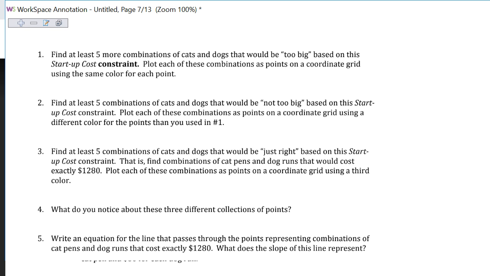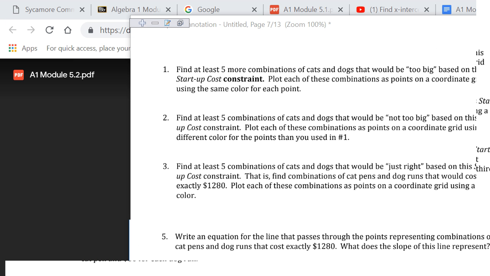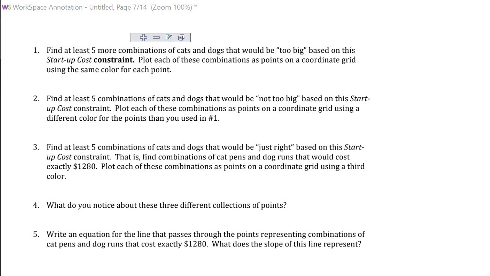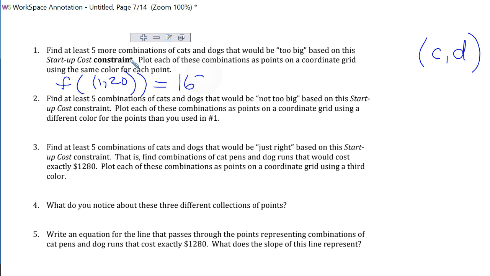Now it says find 5 more combinations of cats and dogs that would be too big. Okay? So let's have it be C, comma, D, like X, comma, Y, okay? And what do we want it to be? Okay, so what would that be? So if you had 1 cat and 20 dogs, it'd be 1632. And that's too much. Let's give me another one that won't work.